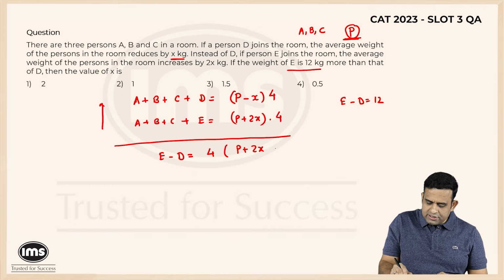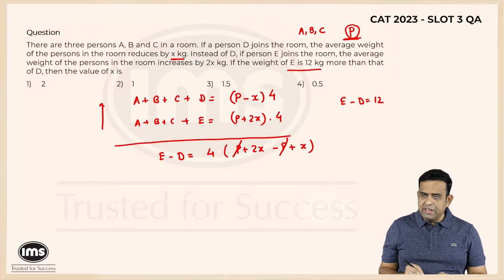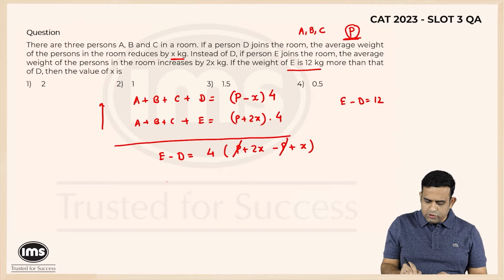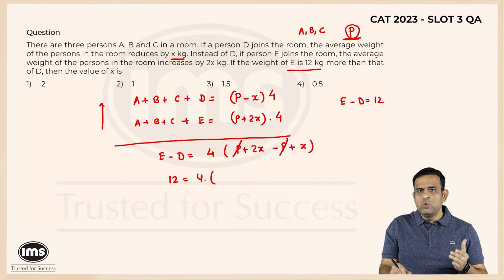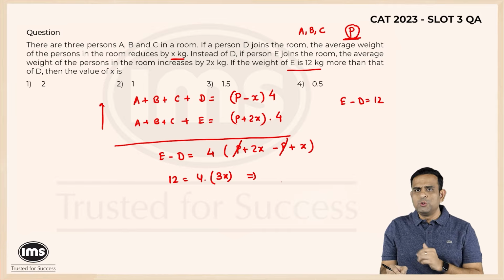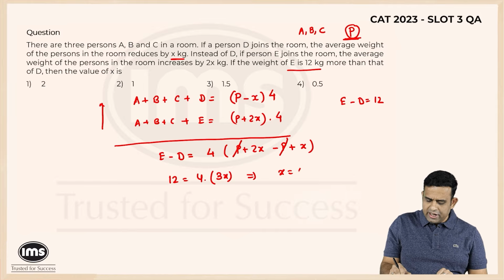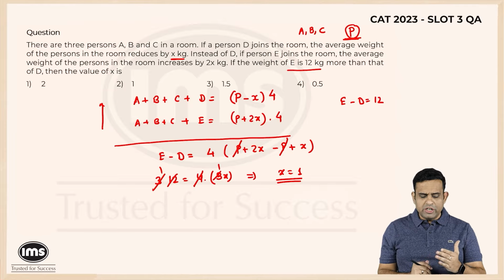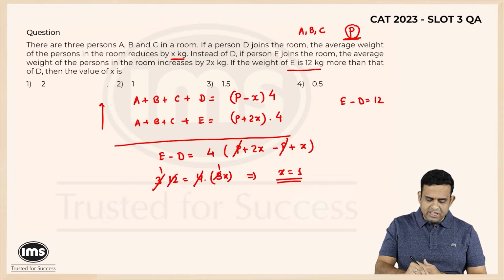P plus 2x minus P plus x plus P minus P cancels out. E minus D is equal to 12. 12 is equal to 4 into this particular part, 2x plus x becomes 3x. So 12 is equal to 12x, giving you x equal to 1. This is 3 times, this is 1 time. So x becomes equal to 1, and the question was to find the value of x, and hence option number 2 is the answer.